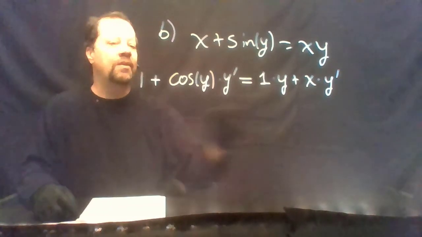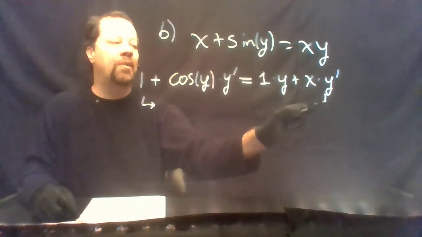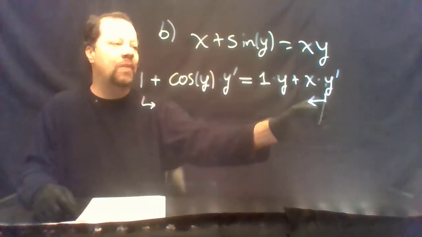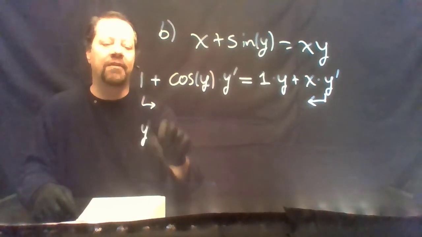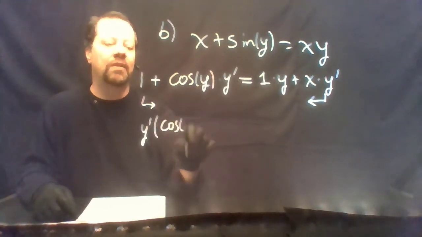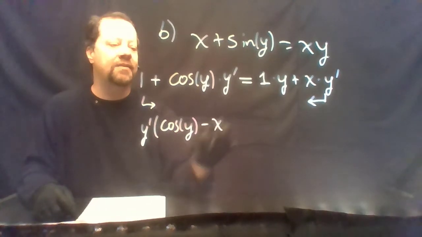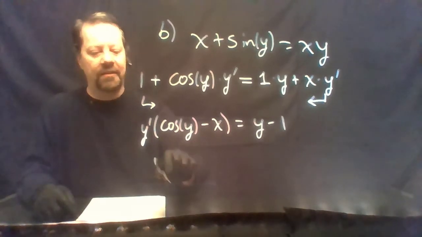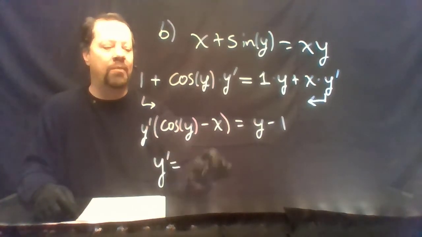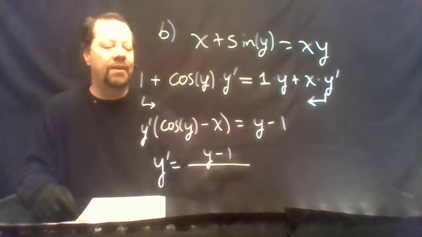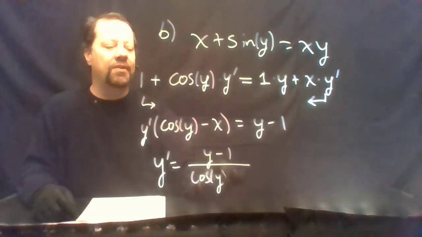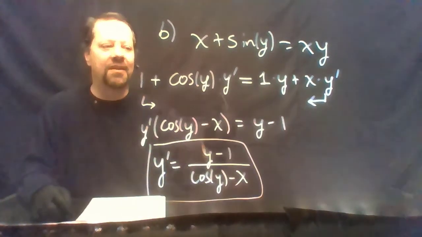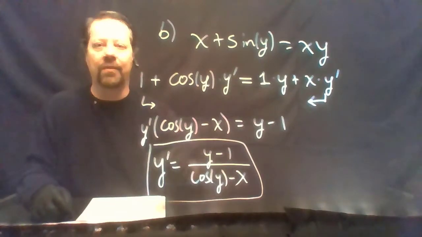At this point, we need to get everything involving a y prime on one side and everything else on the other. When we bring the xy prime over to the left, we can then factor a y prime out. We'll have the cosine of y minus x, and then we get y minus 1. Finally, solving for y prime, we'll have y minus 1 over the cosine of y minus x. On these problems, not only do you take the derivative, you must then solve for y prime.